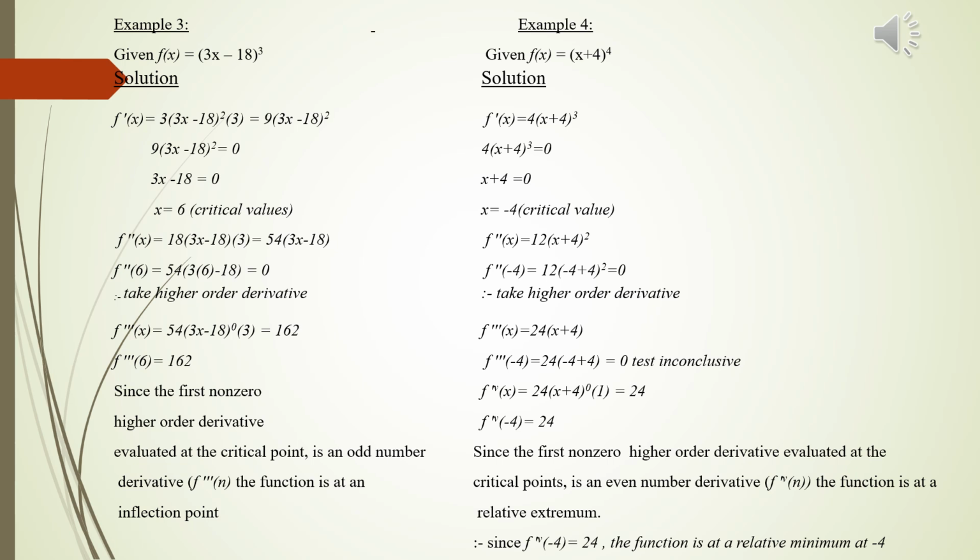Is also 0. Since f double prime evaluated at the critical value, which is minus 4, the result is 0, we are meant to take what? Higher order derivative. So we take the third derivative. F triple prime of x equals 24 open bracket x plus 4 close bracket. Evaluate the third derivative at the critical value. We have f triple prime evaluated at minus 4 equals what? 24 open bracket minus 4 plus 4 close bracket equals what?